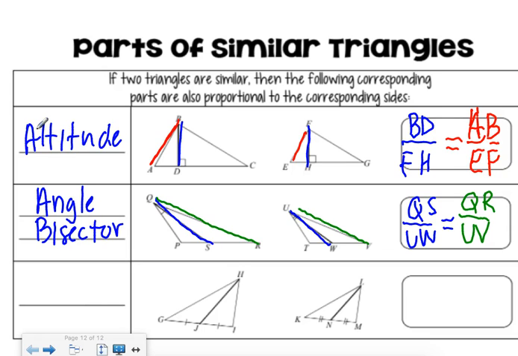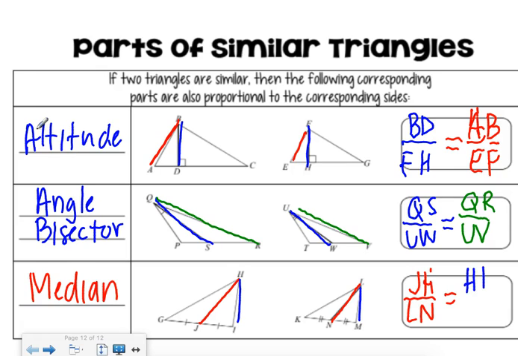Perfect. And what's our last one, kids? Median. So I'm going to write my medians over each other. JH over LN. And then again, any side you want. HI matches LN. So that's the gist of what we're doing today.